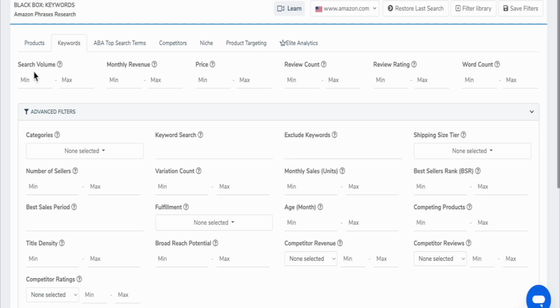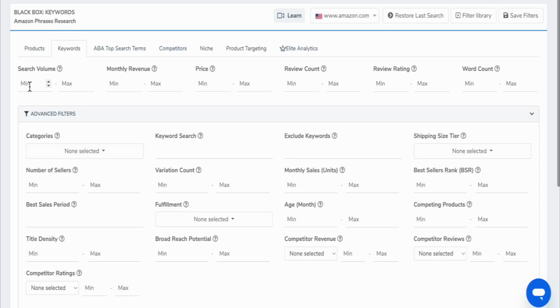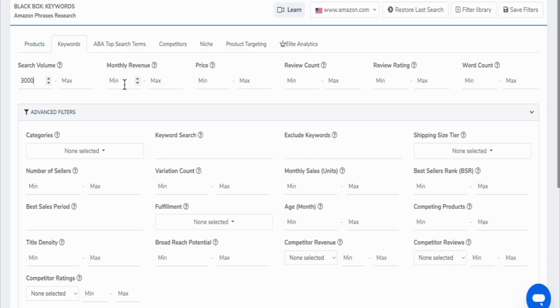So the first area we're gonna go to is search volume. This is basically how many times a customer is searching this exact keyword. So I want to start off with, let's say 3,000. Now I do want to say that you can switch this up. It doesn't have to be exact. So if you want a lower search volume, you can do that, or a higher one. I'm going to stick with maybe 2,000, 3,000. For this video, we'll do 3,000.